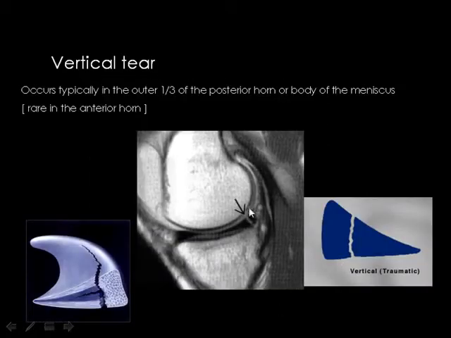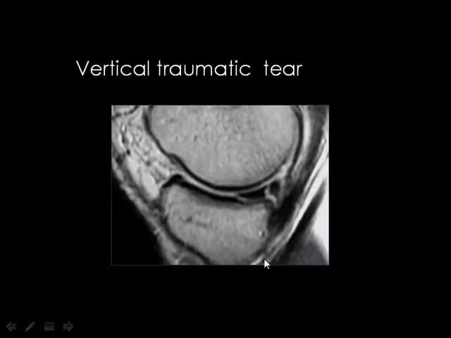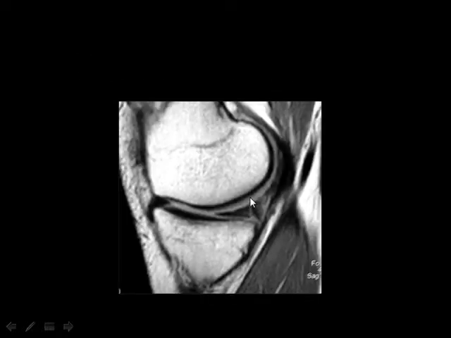But this is what we call the vertical tear. The vertical tear is vertical and is usually post-traumatic. Then this is another example of a vertical tear. And the horizontal tear is usually degenerative, and the vertical tear is usually post-traumatic.